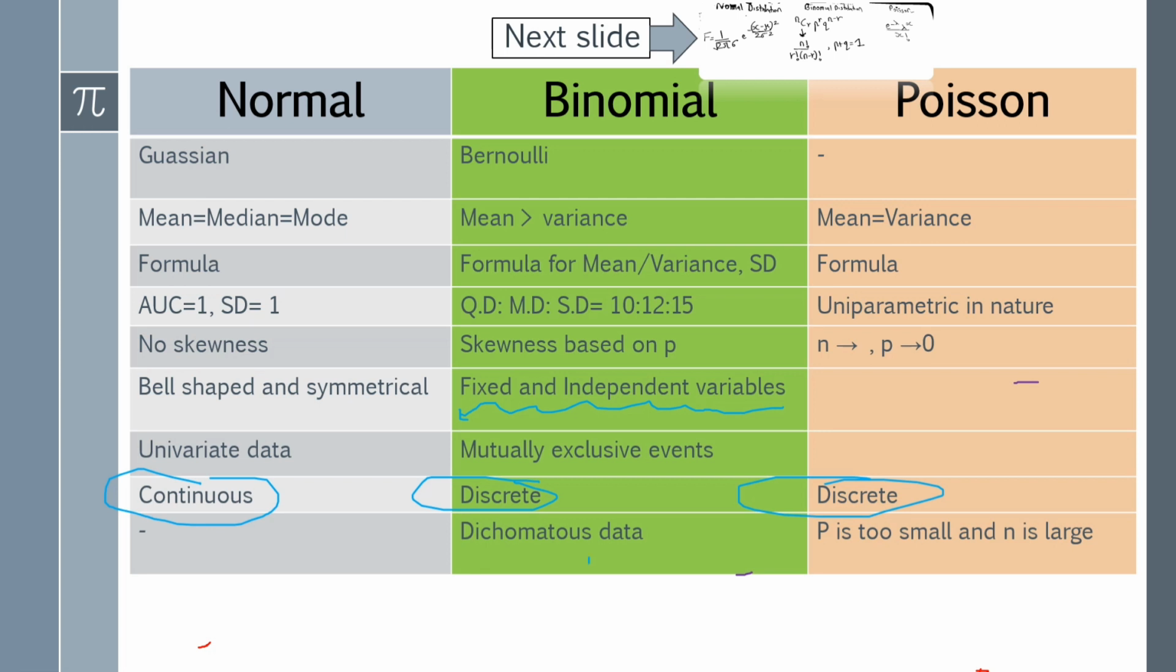In binomial, the data is also called dichotomous data, and there is the presence of mutually exclusive or exhaustive events. What are these mutually exhaustive or exclusive events? There is, again, the example of a coin. It can be either heads or tails. So they are mutually exhaustive events. Only one of them is the possible outcome.